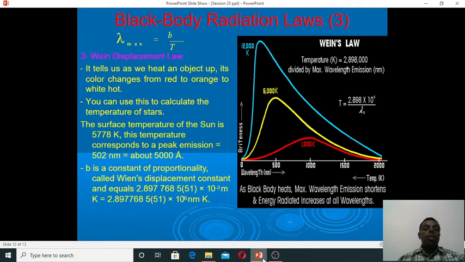b is called the constant of proportionality, and it is called Wien's displacement constant, and it is equal to 2.8977685 × 10^-3 meter Kelvin, which is also 2.8977685 × 10^6 nanometer Kelvin.